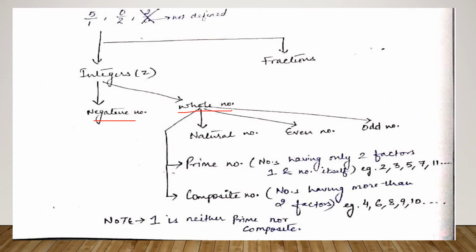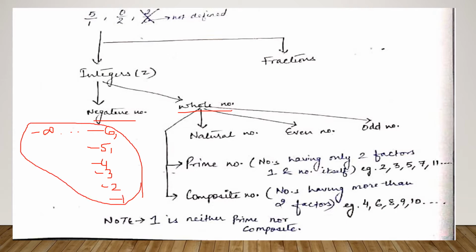Negative numbers are the numbers which I told you, from minus infinity to, suppose, minus 6, minus 5, minus 4, minus 3, minus 2, minus 1. So this complete set is the negative numbers. And the whole numbers, which we have studied from childhood, start from 0 and the positive integers, the normal counting numbers. What are natural numbers? Natural numbers are whole numbers except 0. So when you start the counting with 1, it becomes natural numbers. What are even numbers? Numbers like 0, 2, 4, 6, 8, they are all even numbers.